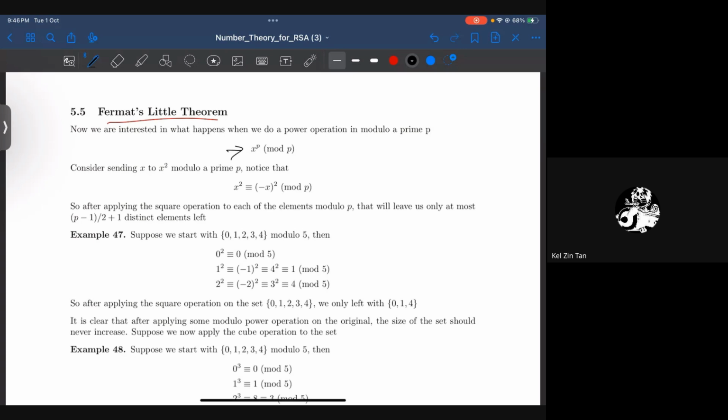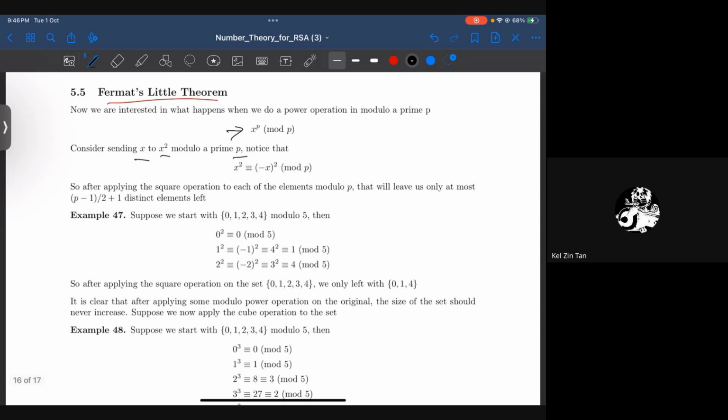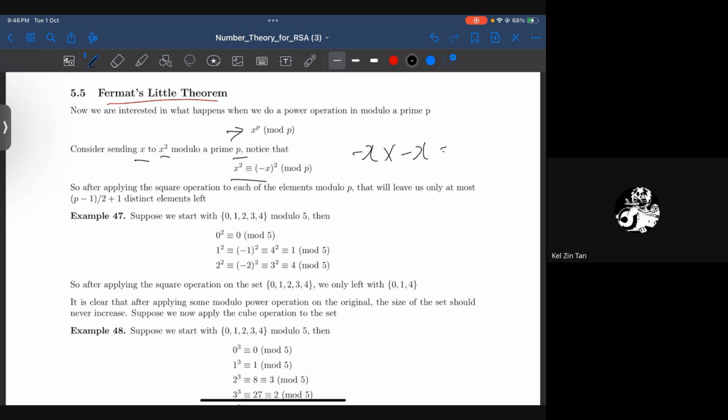So we just look at a very simple example first. We consider sending x to x squared modulo a prime p. Notice that x squared is equal to (minus x) squared, because minus x multiplied by minus x is equal to (minus 1) squared multiplied by x squared, which is equal to x squared. This seems very trivial, but it actually says something important. After applying the square operation to each element modulo p, that will give us at most this number of distinct elements left.